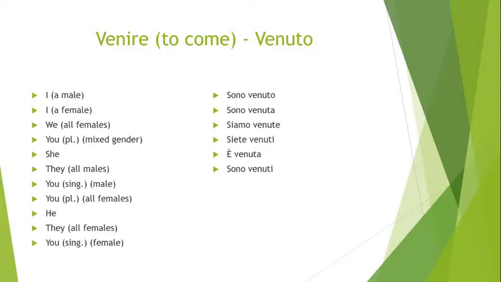So the next one, you, singular, male. Sei venuto. You, plural, you guys, all females. Siete venute. He è venuto. They, all females. Sono venute. And you, singular, a female. Sei venuta.